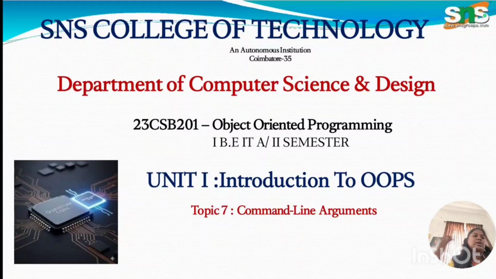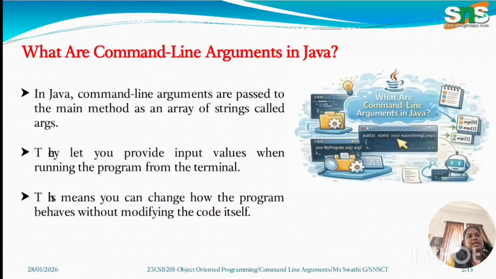I am going to continue my video lecture series based upon OOPS concepts. Now my topic is command line arguments. In Java, command line arguments are arguments passed to the main method as an array of strings called args. They are input values given when running the program from the terminal.